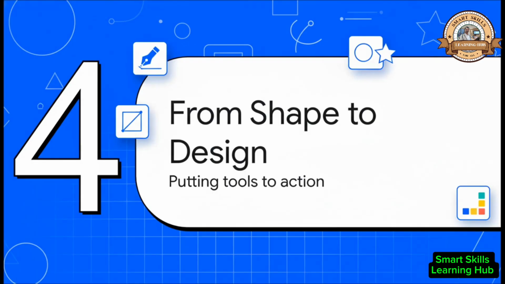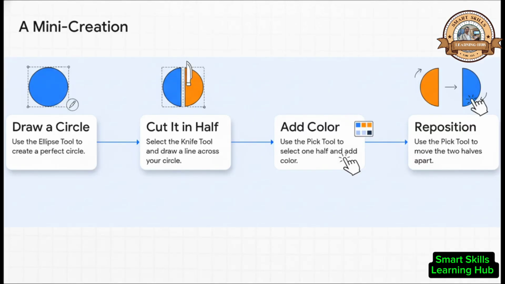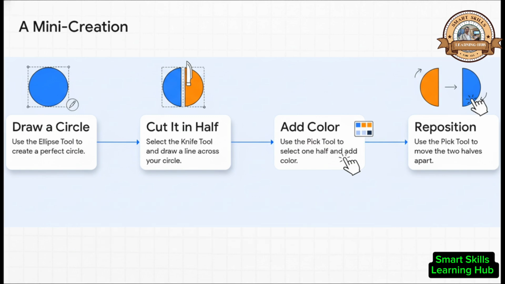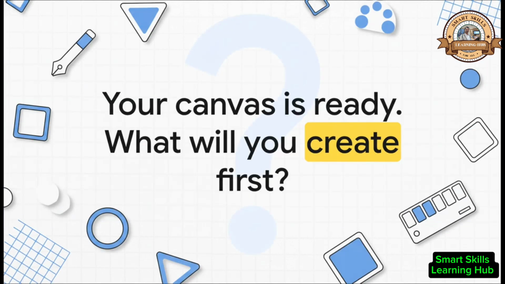So the crucial point here is how all these tools work together. Let's combine them in a really simple workflow. So in just 4 simple steps, drawing, cutting, coloring, and moving, you've gone from a totally blank page to a custom graphic. And that right there, that is the fundamental process of design. And there you have it. You now know the layout of the studio and how to use the most important tools. The only thing left to do is to start creating.